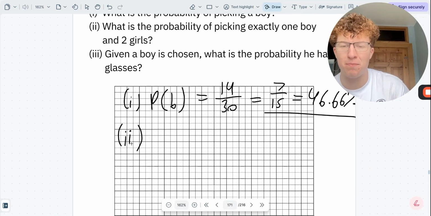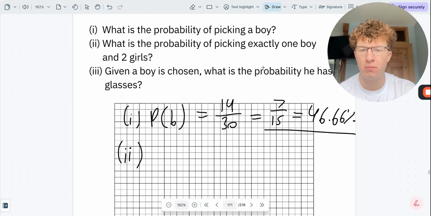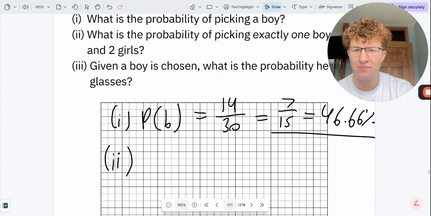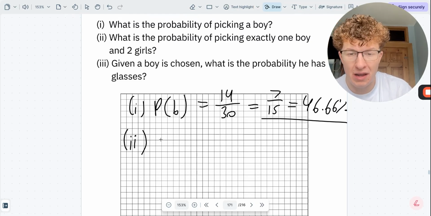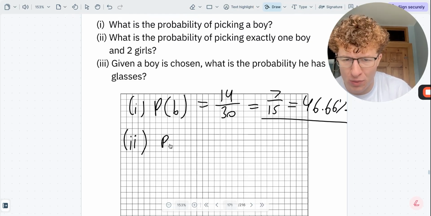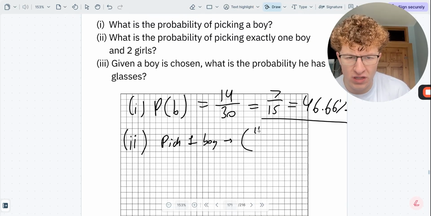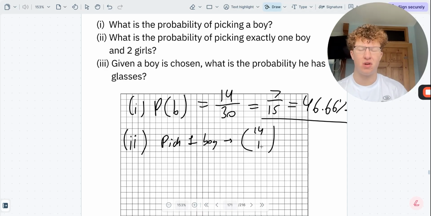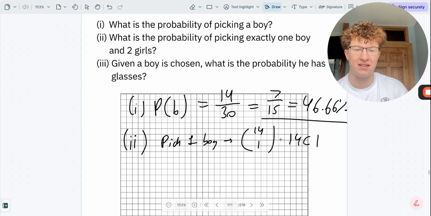Then the second part's a bit trickier. What is the probability of picking exactly one boy and 2 girls? Okay, so we're going to be using combinations here. Remember, if we want to pick one boy, that means out of 14 boys, we choose one. So on your calculator, it'll be what? 14C1, something like that. They're the same thing.